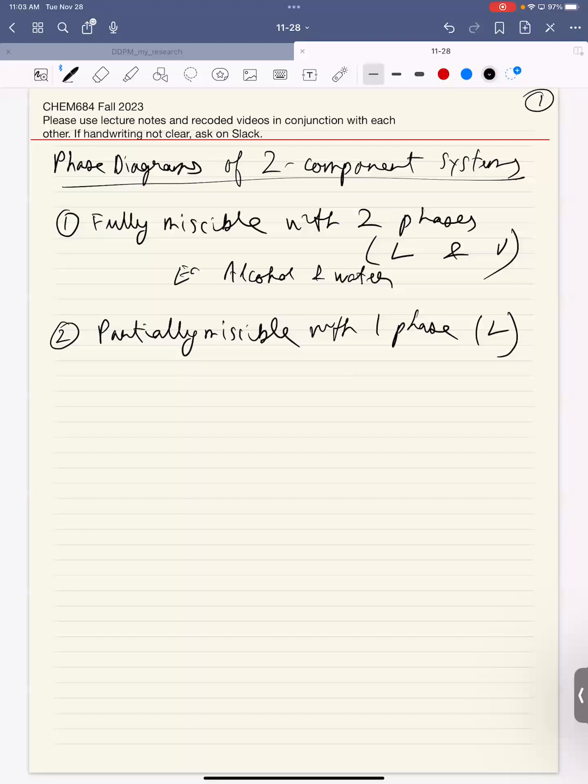What is an example of partially mixable with one phase? Oil and water, or water and milk, right? I told you my childhood story. Example, oil and water, right? Oil and water do mix in small amounts, but it's a very, very tiny amount as soon as you add. What other example can you think of partially mixable systems, not necessarily liquid?